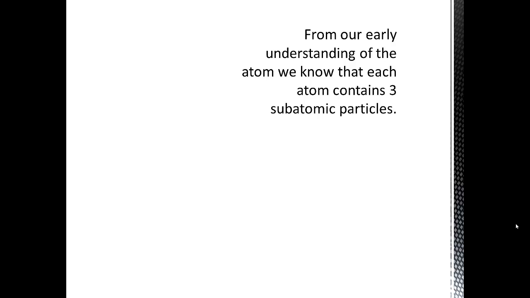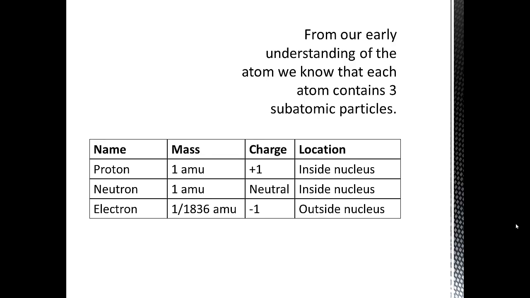You guys should all be very familiar with this. The 3 subatomic particles are protons, neutrons, and electrons. Some basic information about each of them. You have the mass, charge, and location. Protons and neutrons both have a mass of 1 AMU, and AMU stands for atomic mass unit. Again, that's a relative mass. So protons and neutrons essentially have the same relative mass, and electrons are very much smaller than that.